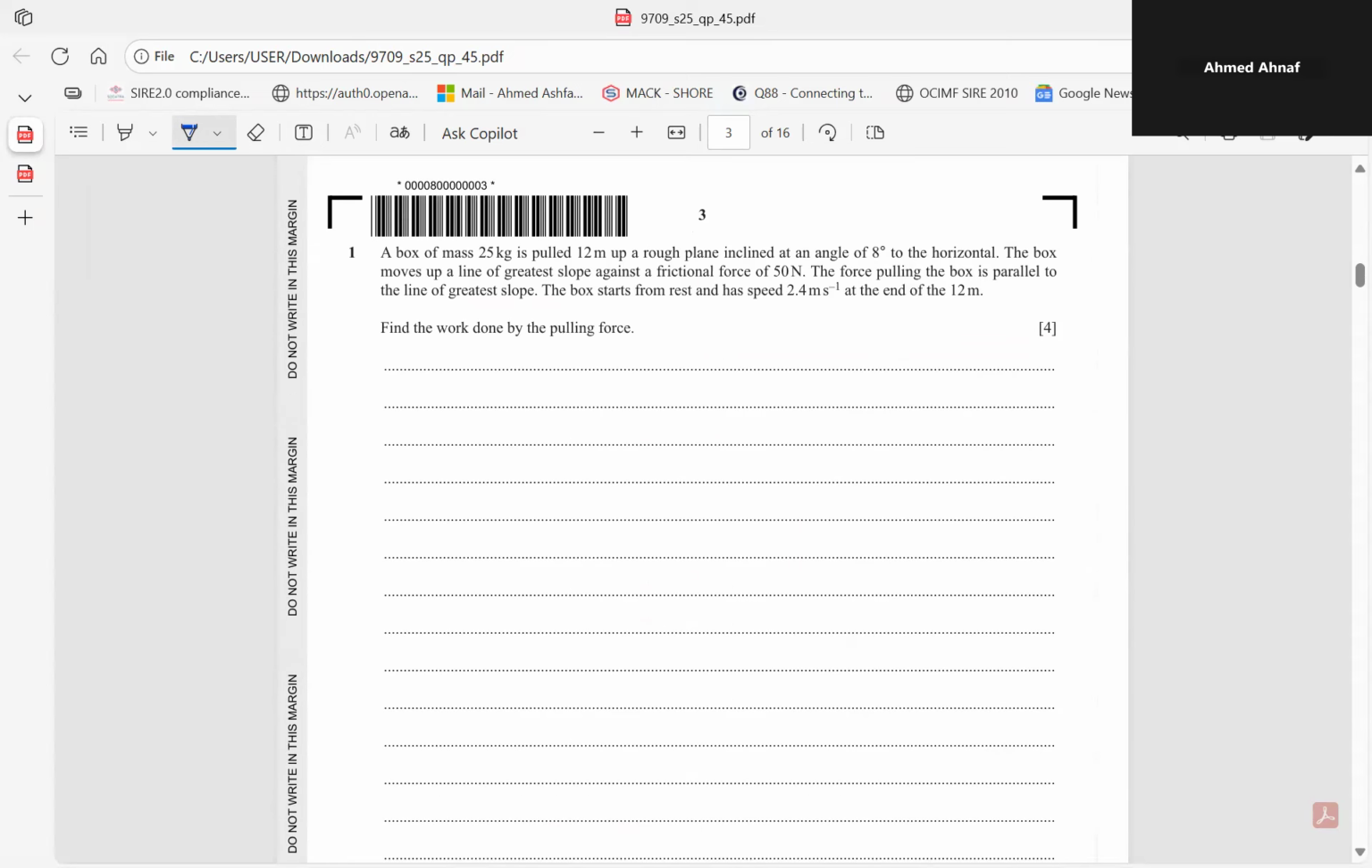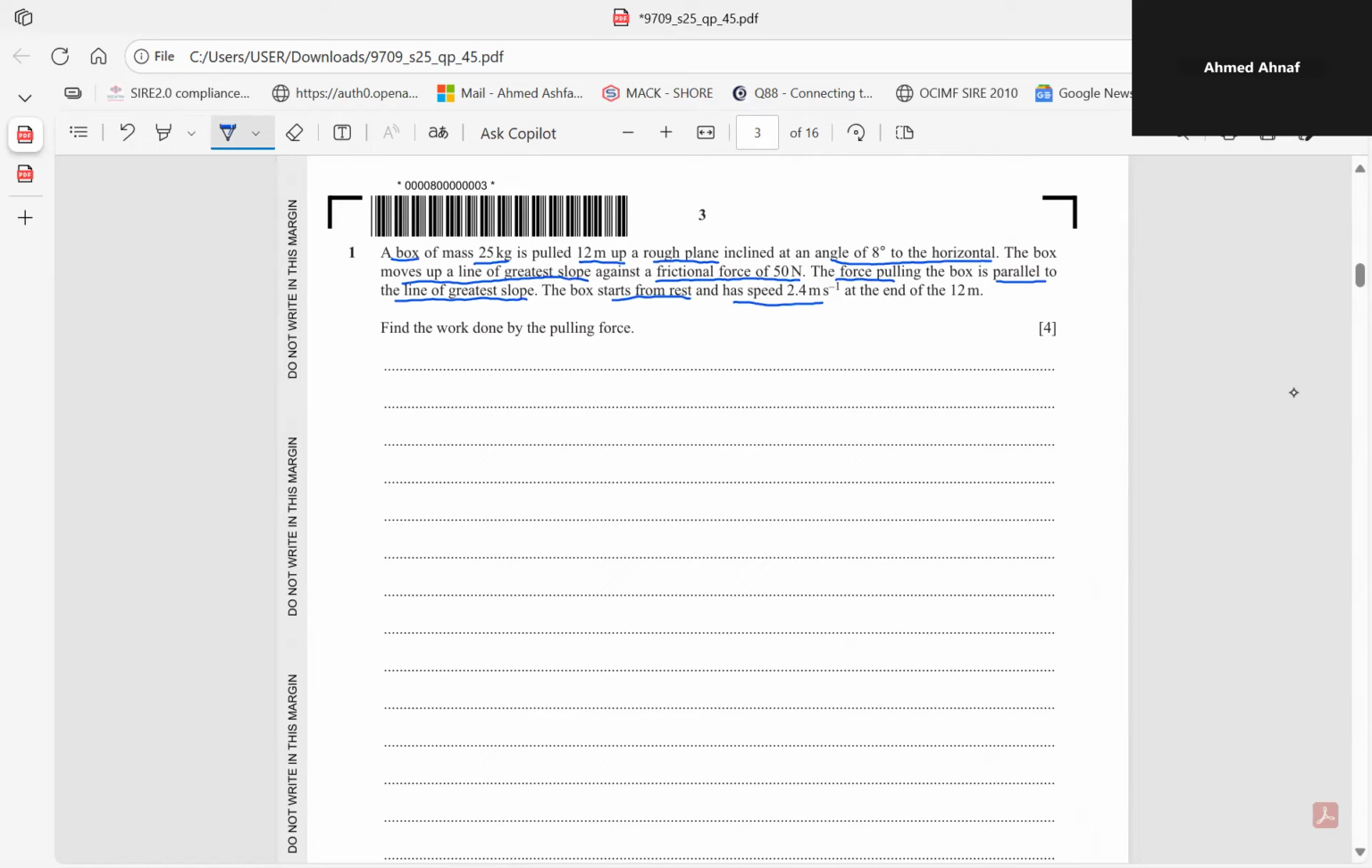Okay, so for the first question, we're told that a box of mass 25 kg is pulled 12 meters up a rough plane, inclined at an angle of 8 degrees to the horizontal. The box moves up a line of greatest slope against a frictional force of 50 newtons. The force pulling the block is parallel to the line of greatest slope. The box starts from rest and has speed 2.4 at the end of the 12 meters. So using all this, we have to find the work done by the pulling force.